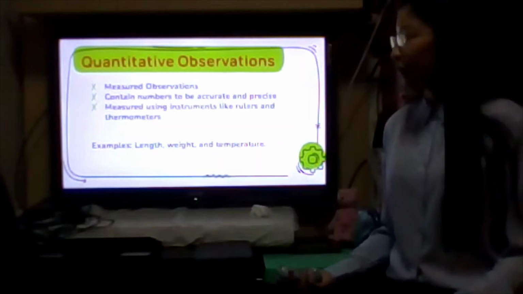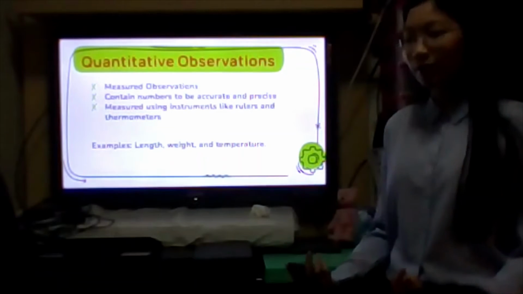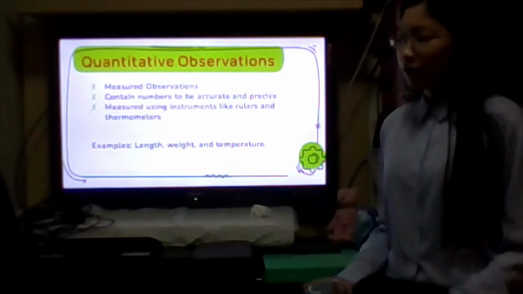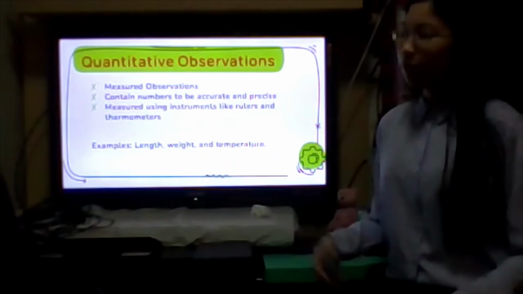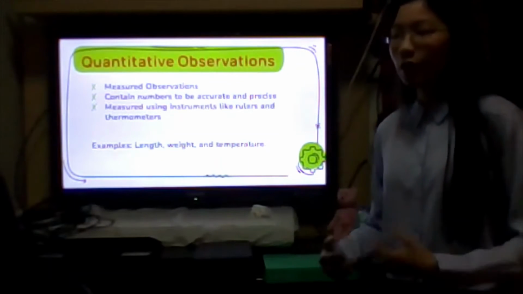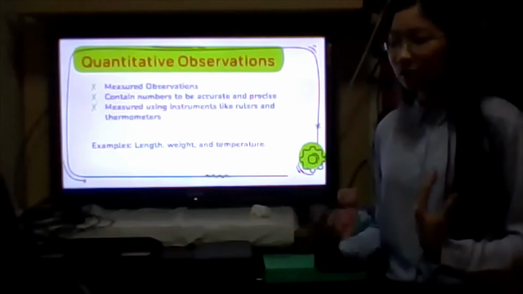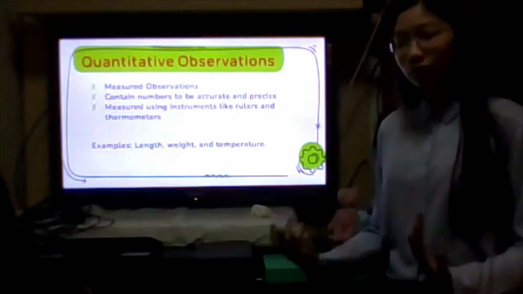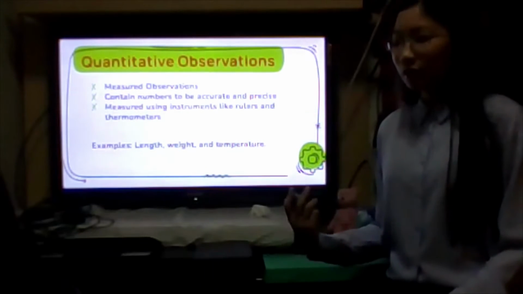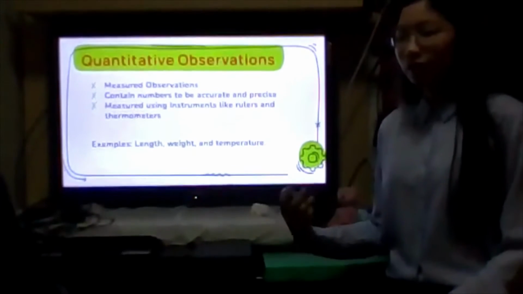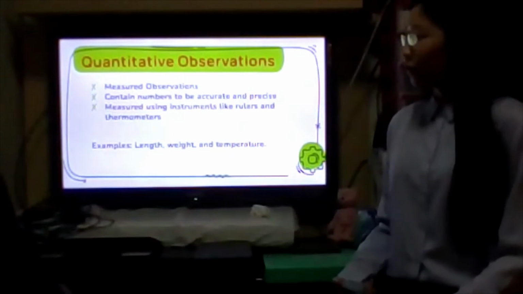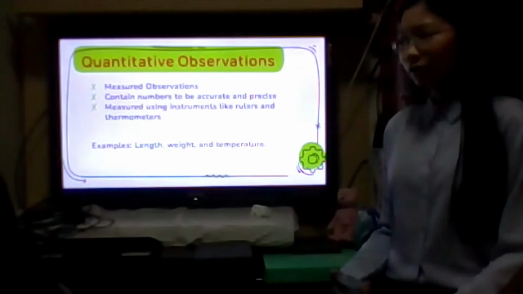Now, quantitative observations are measured observations, and usually we have numbers associated with them. So how do we get these numbers? We get these numbers because these are measured observations, which means we use scientific instruments to measure them. For example, we use rulers to measure length or height in inches or feet. And we could also use instruments like thermometers to measure the temperature in Celsius or Fahrenheit, whichever one you like.